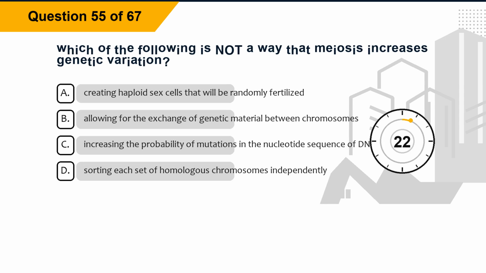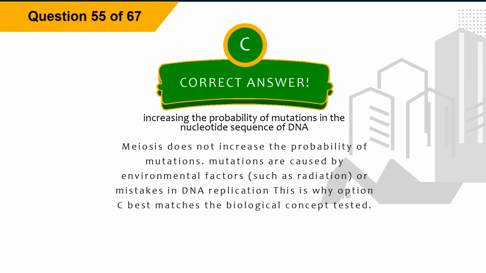Question 55. Which of the following is not a way that meiosis increases genetic variation? Option A, creating haploid sex cells that will be randomly fertilized. Option B, allowing for the exchange of genetic material between chromosomes. Option C, increasing the probability of mutations in the nucleotide sequence of DNA. Option D, sorting each set of homologous chromosomes independently. The correct answer is option C, increasing the probability of mutations in the nucleotide sequence of DNA. Explanation: meiosis does not increase the probability of mutations. Mutations are caused by environmental factors, such as radiation, or mistakes in DNA replication. This is why option C best matches the biological concept tested.